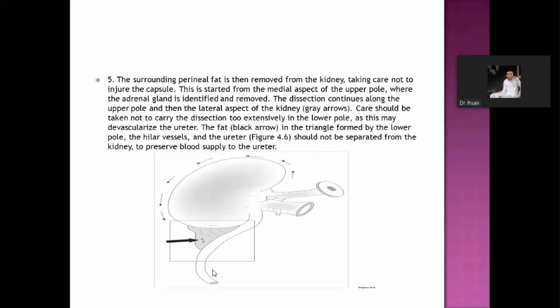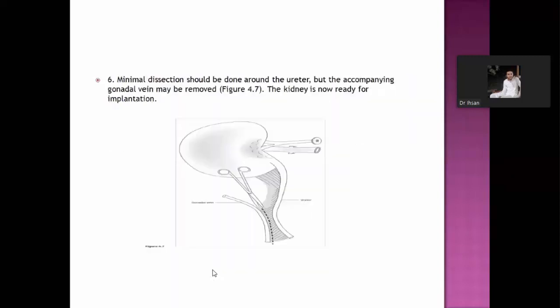Care should be taken not to carry the dissection too extensively in the upper pole, as this may devascularize the ureter. The fat in the triangle formed by the lower pole, the hilar vessel, and the ureter should not be separated from the kidney to preserve blood supply to the ureter, as you can see in this picture. The sixth step, minimal dissection should be done around the ureter, but the accompanying gonadal vein may be removed. The kidney is now ready for implantation.